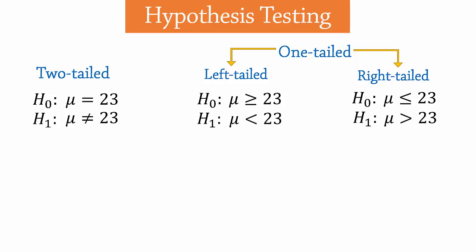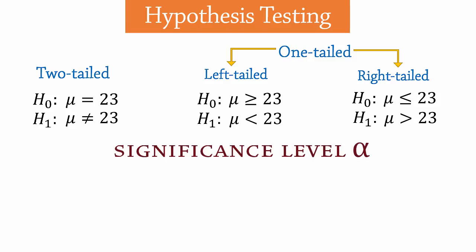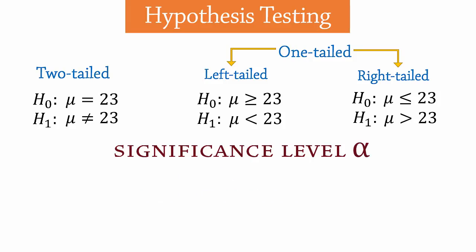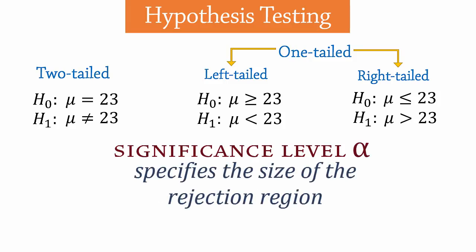Now, to determine when to reject the null hypothesis, we select a significance level alpha. 5% or 0.05 is the most commonly used alpha value. 0.10 and 0.01 are also often used. The significance level helps specify the size of the region where the null hypothesis should be rejected. We call that region the critical or rejection region.